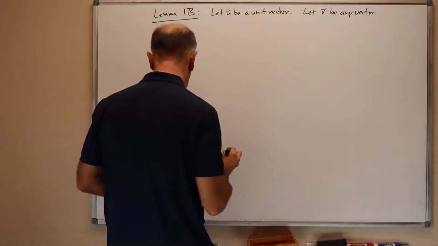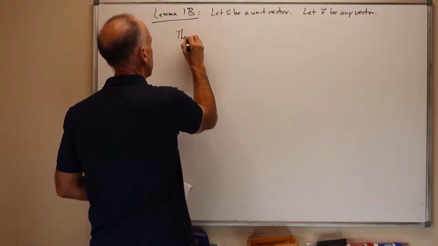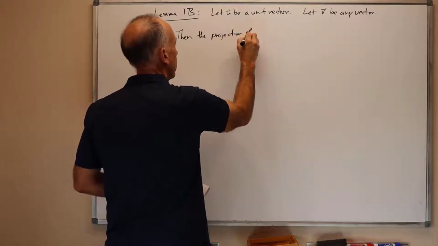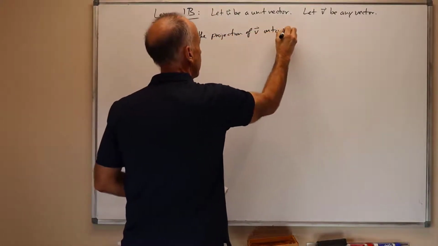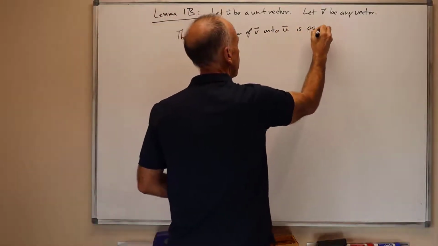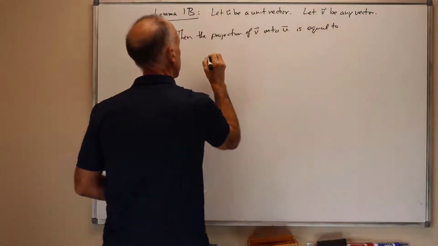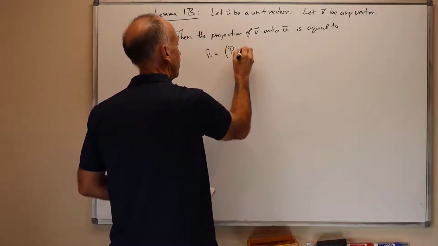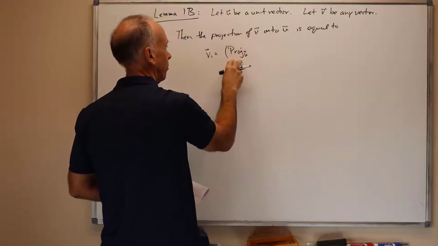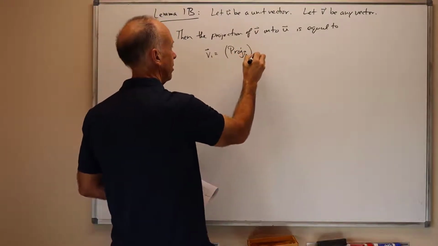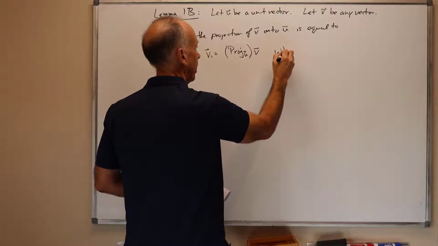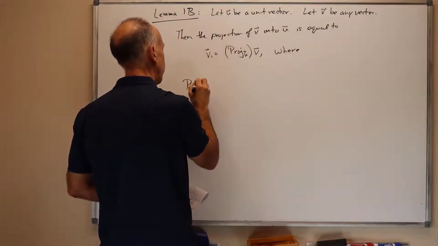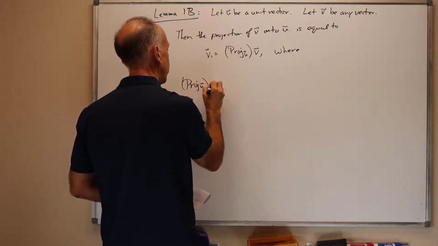Then the projection of v onto u is equal to v1 equals proj sub u. This proj is short for projection. Sub u depends on u, times v. I need to tell you what proj sub u is. Proj sub u is the following 3 by 3 matrix.